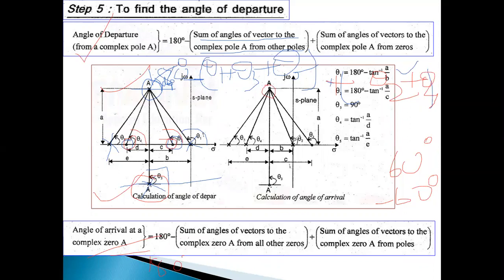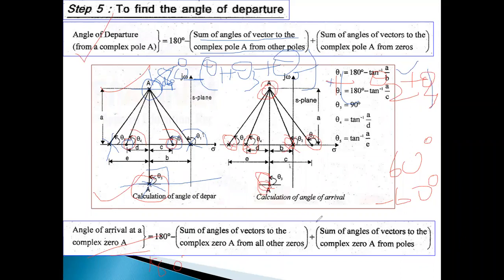Okay, so this is one pole, second pole, third pole, fourth pole, and this is a zero. Sorry, three poles and three zeros. So this is zero 1, another zero, this is also a zero. So 1, 2, 3, 4 poles. Same procedure we have to follow while calculating angle of arrivals.